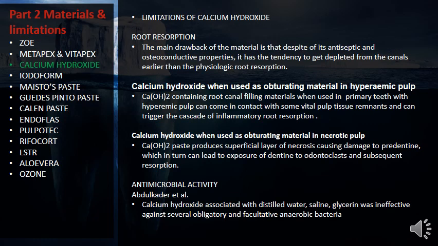Limitation of calcium hydroxide. Root resorption. The main drawback of the material is that despite its antiseptic and osteoconductive property, it has tended to resorb earlier than physiological root resorption. Calcium hydroxide, when used as obturating material in hyperemic pulp, leaves some vital pulp tissue remnants and can trigger the cascade of inflammatory root resorption. Calcium hydroxide paste, when used as obturating material in necrotic pulp, causes damage to predentine, which in turn leads to exposure of dentine to odontoclasts and subsequent resorption.